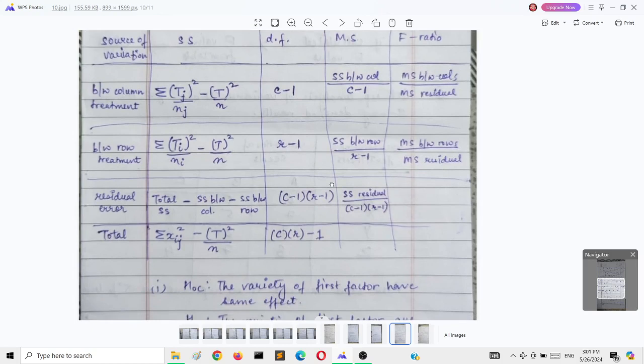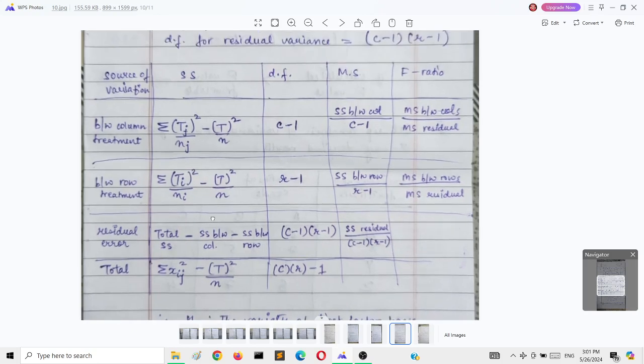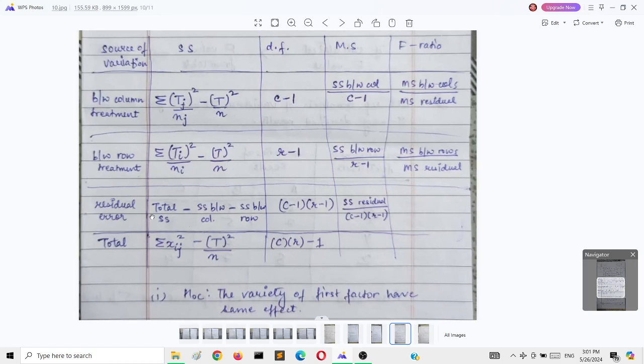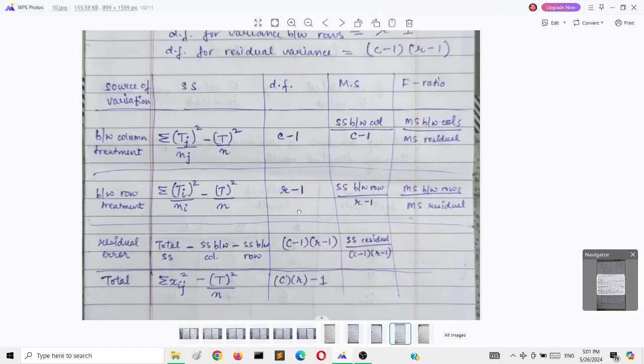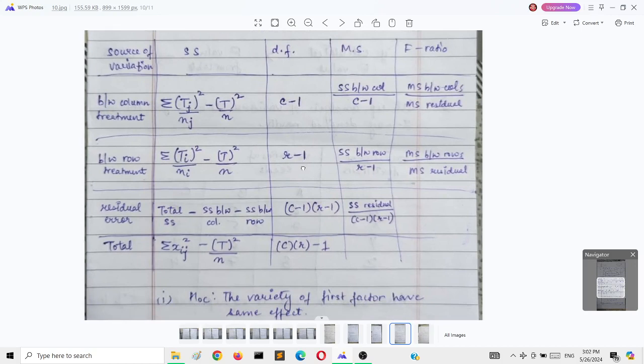Okay, so let's actually talk about the residuals. The residual error is the total sum of squares minus the sum of squares between columns and minus the sum of squares between rows. You subtract both from the total sum of squares, and then the degree of freedom for the residual should be (r minus 1) into (c minus 1), meaning whatever your c value is, you do c minus 1 and r minus 1.